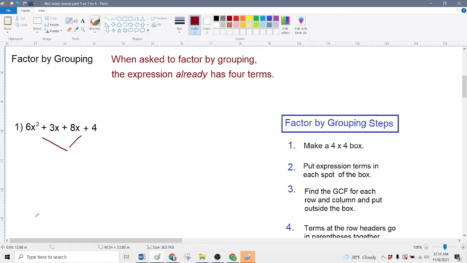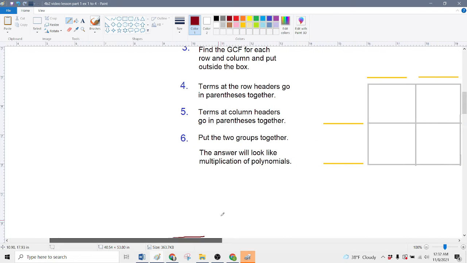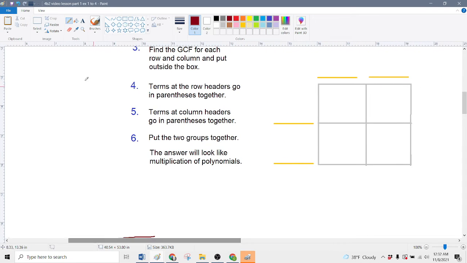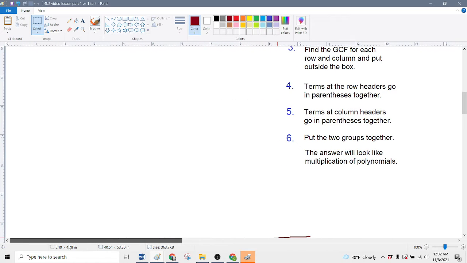Now, we can combine these two, but when we factor by grouping, we already have 2x terms, like so. That means we're all ready to put them in a box. And I've got some boxes kind of made up, so we can go a little faster here. So just like we did when we were multiplying, we'll go ahead and make a 4 by 4 box.